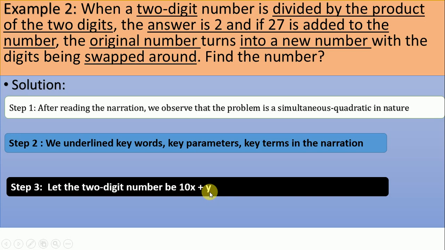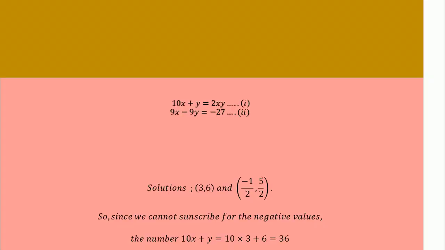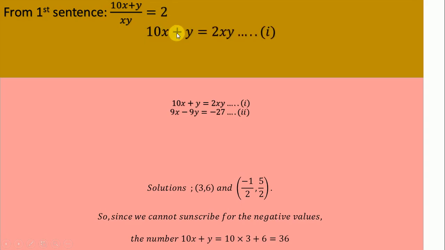So let's now analyze each of the sentences. We have been given that when you divide the number by the product of the digits, you have 2. The number is 10x plus y. When you divide it by the product of the digits, don't forget the unit digit is y and the tens digit is x, but in writing the complete number, it is 10x plus y. So when you divide it by the product xy, we have 10x plus y over xy equals 2. By the time you cross multiply, you have 10x plus y equals 2xy.